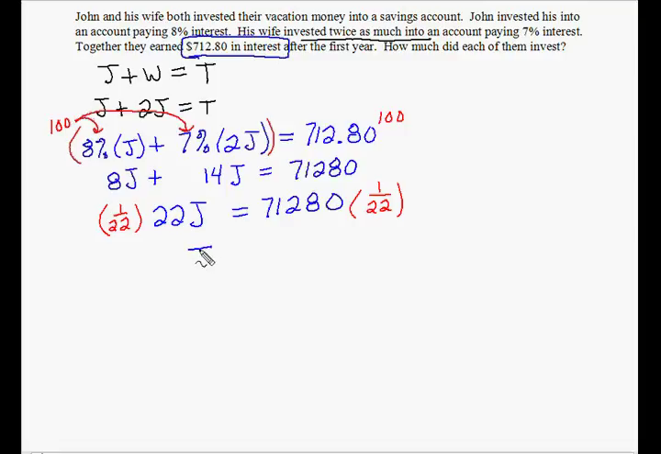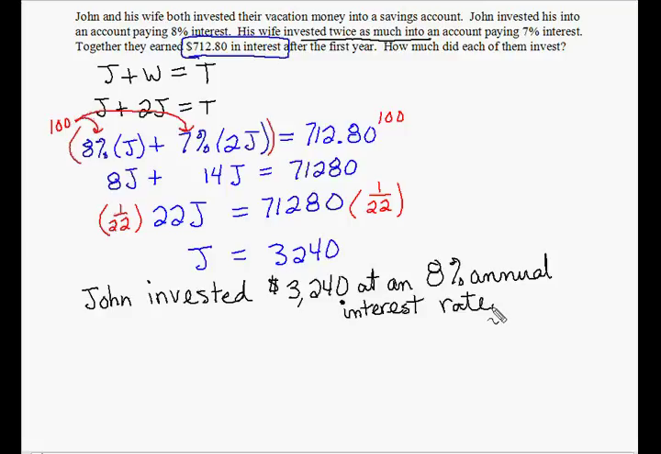So we get that J is equal to 3,240. John invested $3,240 at an 8% annual interest rate, and his wife invested twice as much money, which is $6,480.